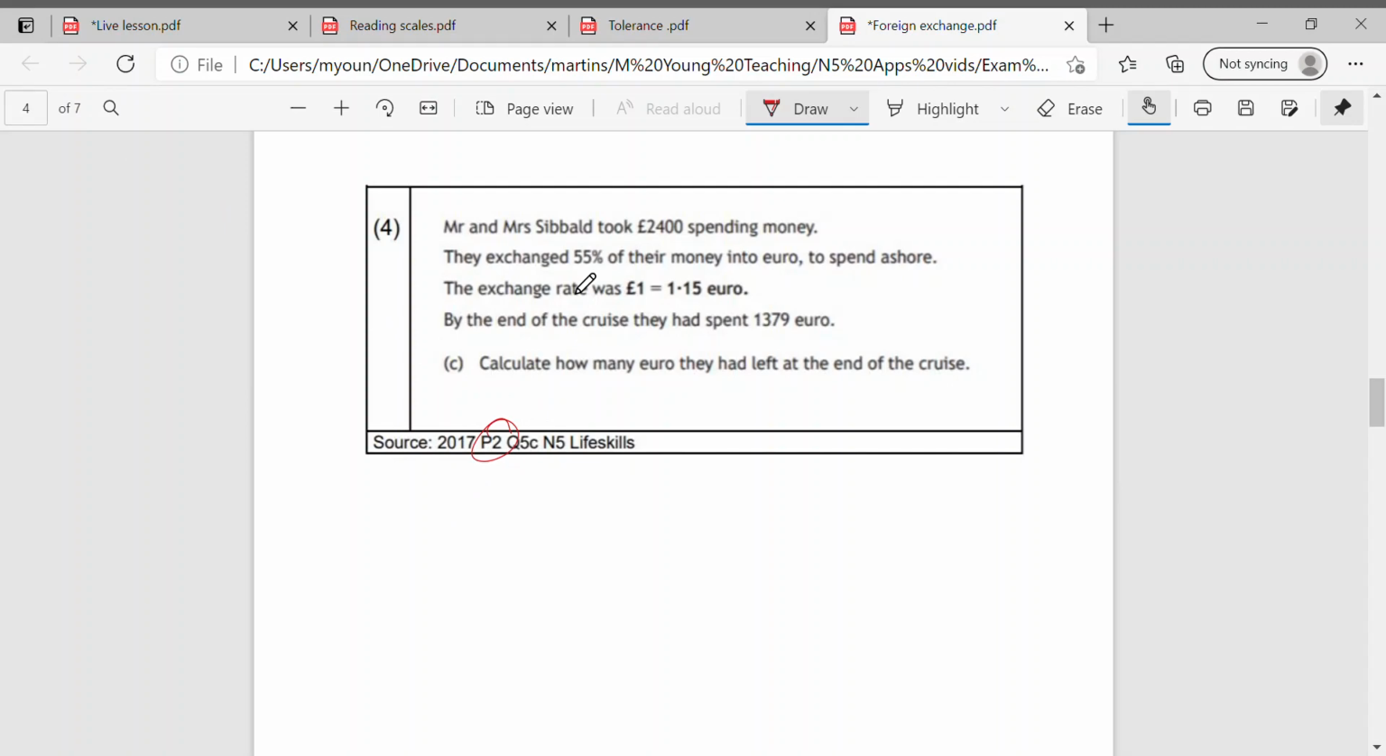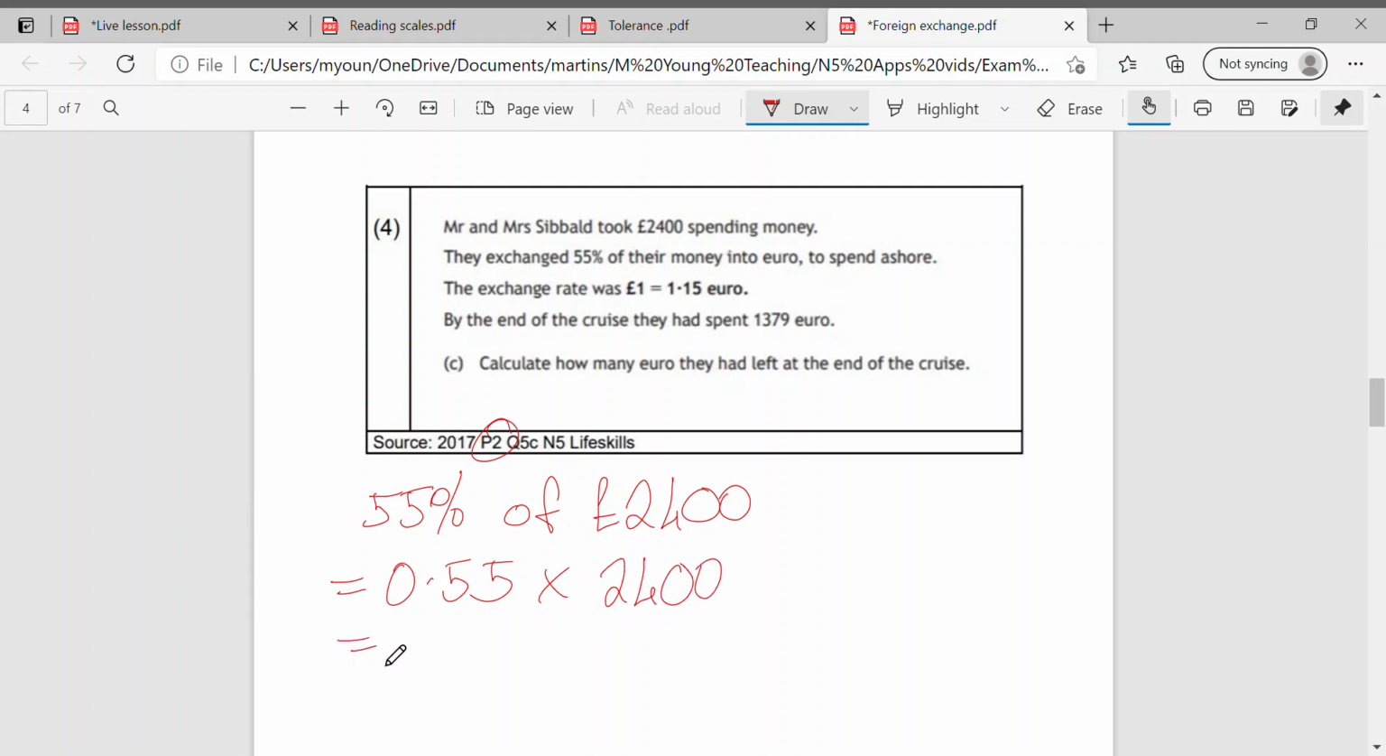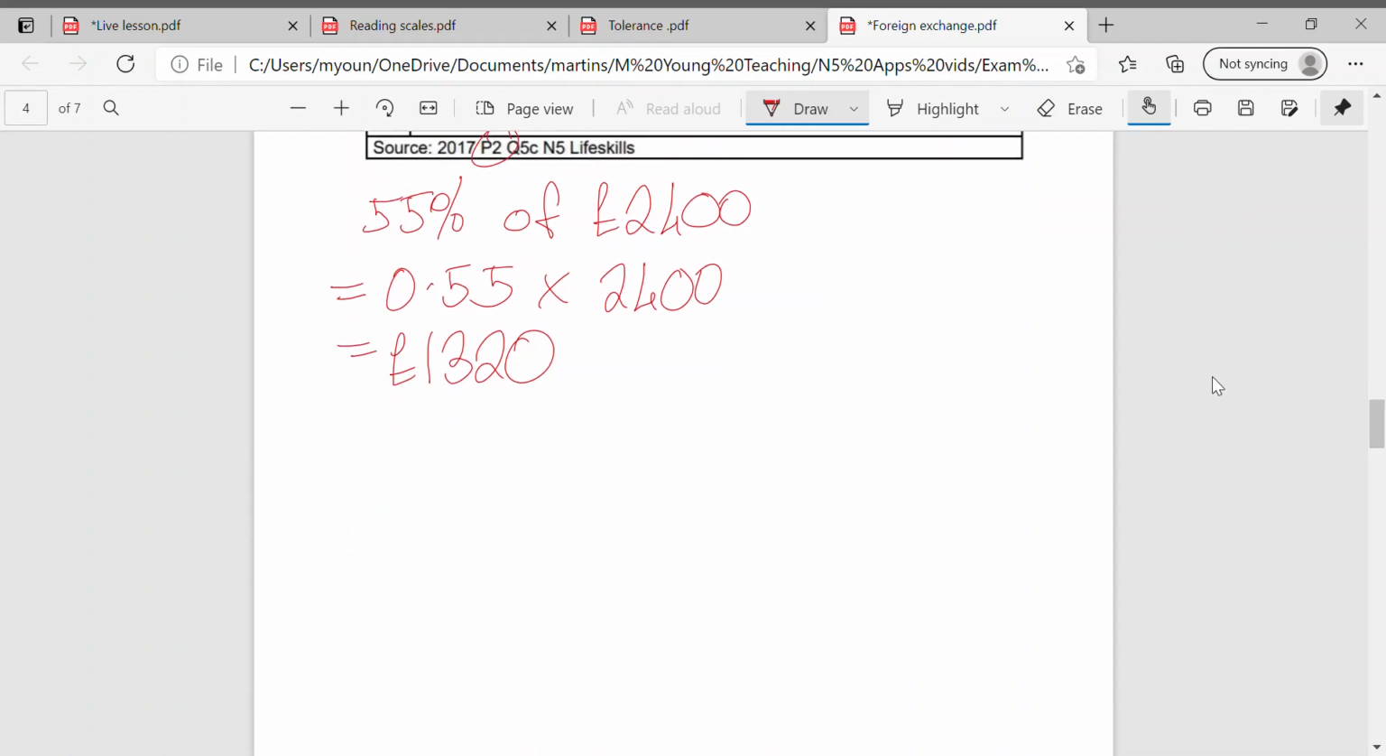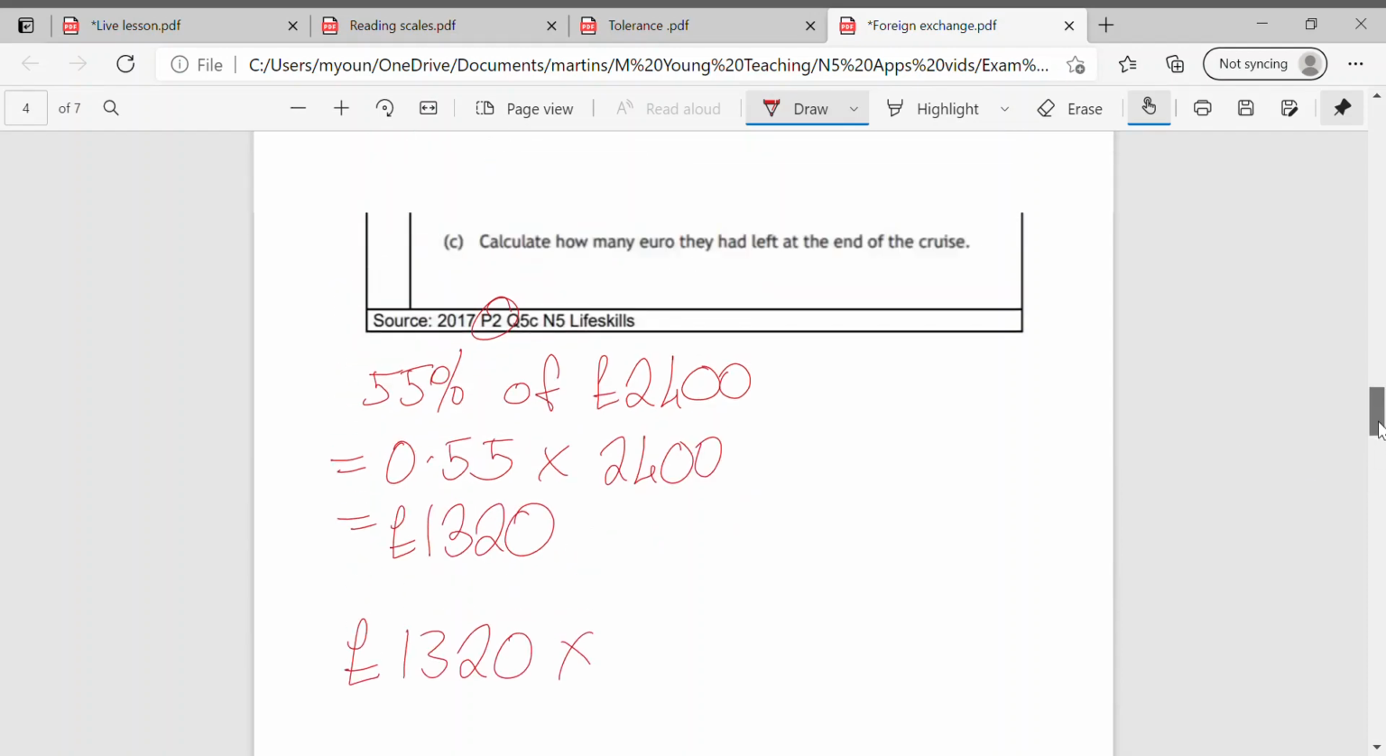This is paper 2. I need to work out 55% of 2,400. When it's calculator, nice and easy, turn this into a decimal, dividing by 100, and then times, so 2400. Put that into your calculator. 0.55 times 2400, 1,320 pounds is what they exchanged. Let's work out how much that actually is. If I'm going from pounds into euros, it's timesing by the exchange rate, which is 1.15.